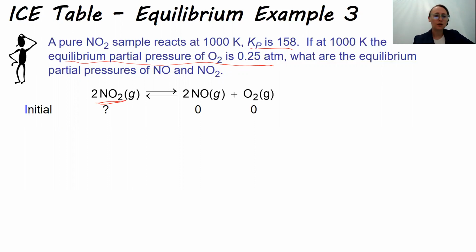Initially, we don't know how much of the NO2 we're starting with, so I'm just going to put in a question mark. It's not asking about that. It just says I have some, so I'm using the question mark to represent having some. I just don't know how much I have. And I have 0 product.